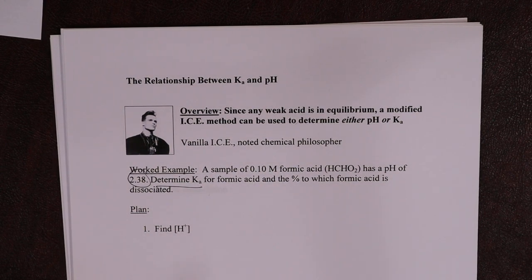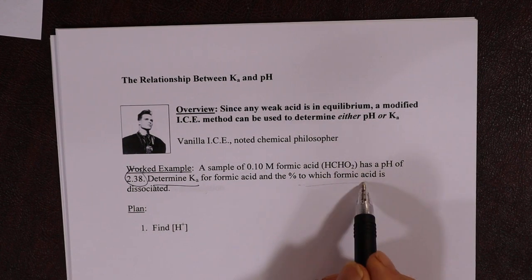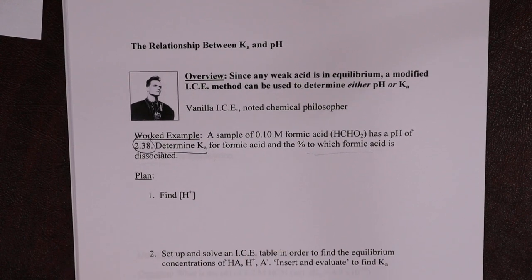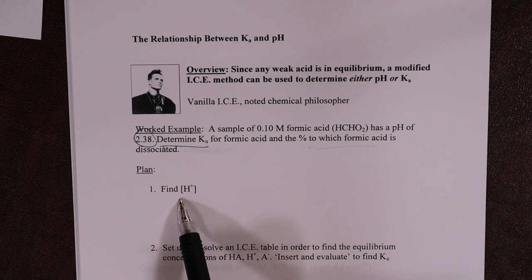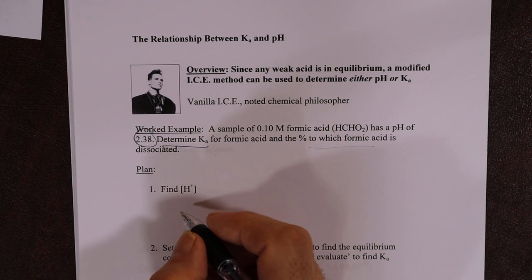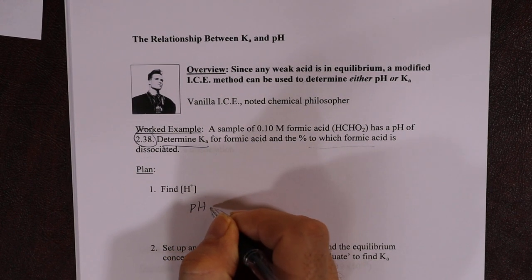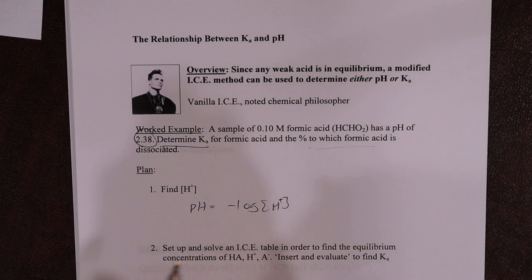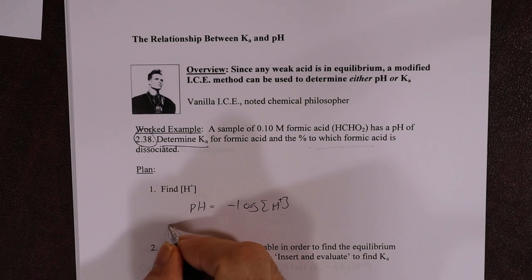Once we've done that, we can find out the percent of dissociation, which is an interesting number. So the plan: find the H plus concentration from pH, and then once we've got the H plus concentration, that's a product in our ICE table, so we can run it backwards to find Ka. So find H plus first. Now remember, pH is minus log of the H plus ion.